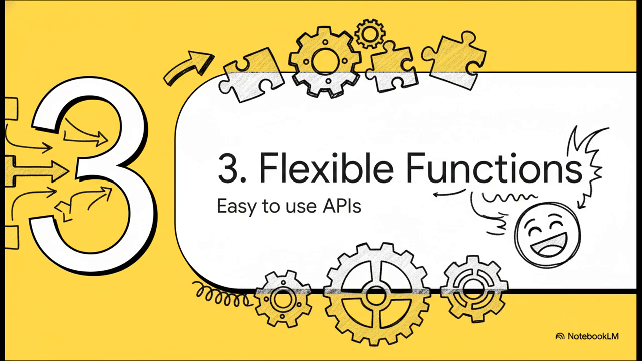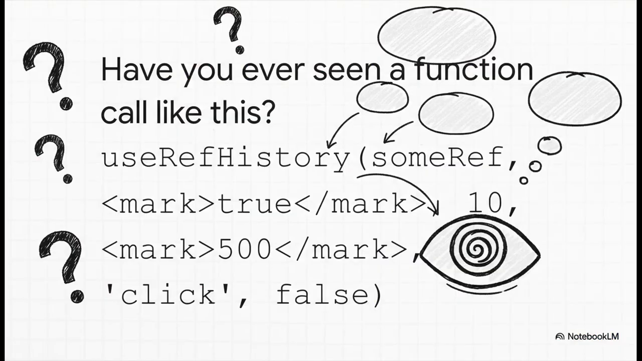Let's talk about designing the actual API for your composable. Its arguments and what it returns. The goal here is to make your functions not just easy to use, but actually hard to misuse. Oh man, we have all been here. You're looking at a line of code, and it's just this long string of random values. True, 10, 500, false. What in the world does any of this mean?